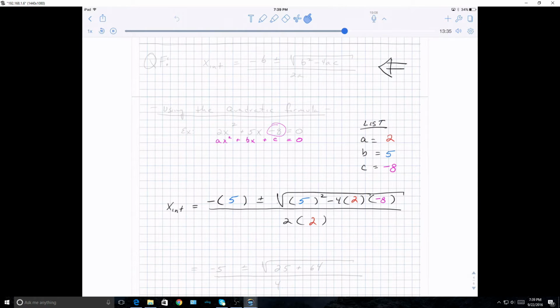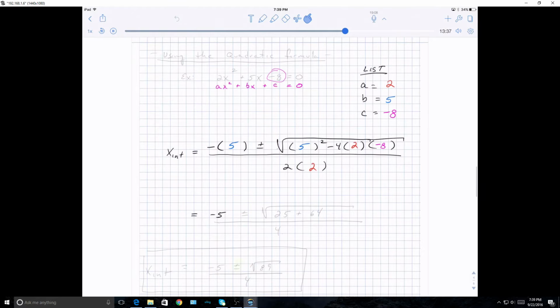Not very fun, right? But this is just going to be negative 5 plus or minus the principal square root of 25 plus, well, that's going to be 32. That looks like 64 all over 4. And if we crunch this down, negative 5 plus or minus the principal square root of 89 all over 4. So we have 2 intercepts again.